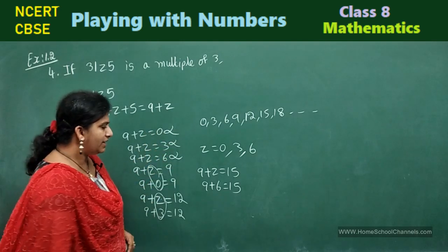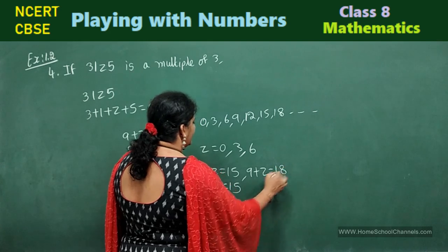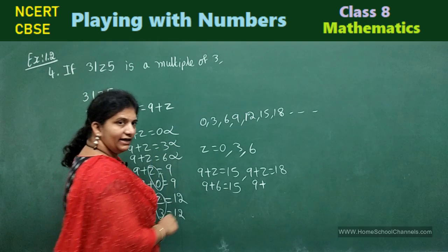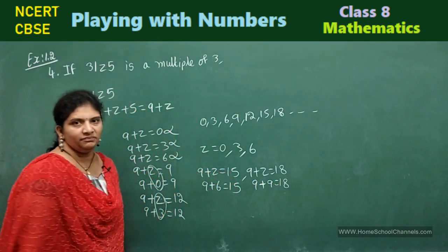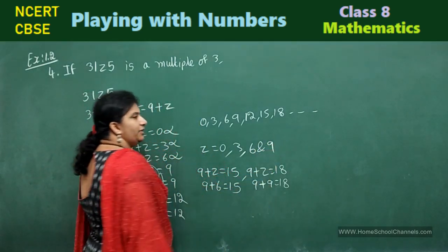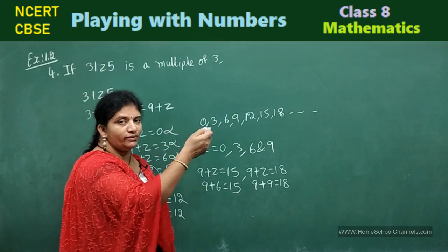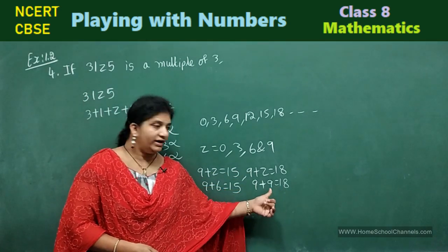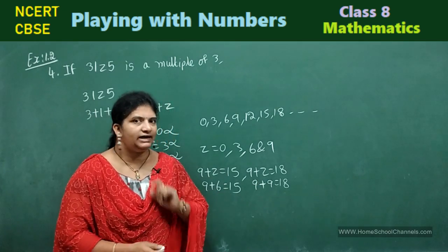And then move to the next number. 9 plus z is equal to 18. 9 plus what number do you add to get 18? 9, right? 9 plus 9 is equal to 18. I have a chance for 9 also here. Okay. Now, what is your next number? 21. Do you get 21 if you add to 9? No, it again becomes a 2-digit number. But z is a single-digit number.